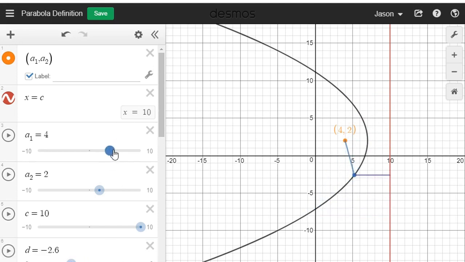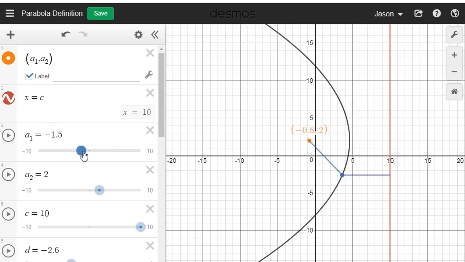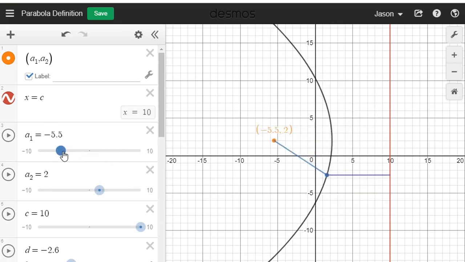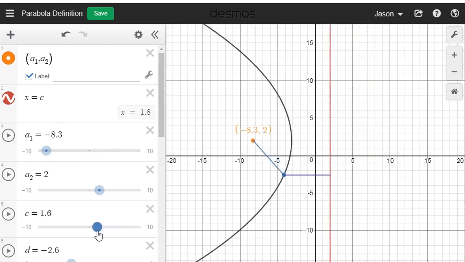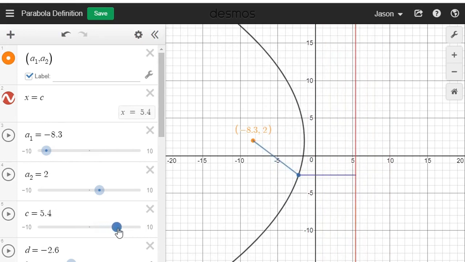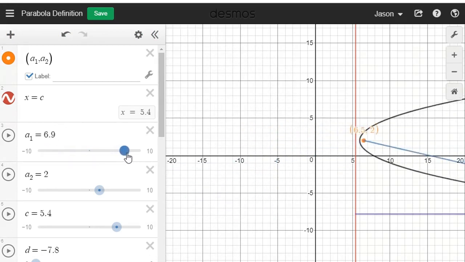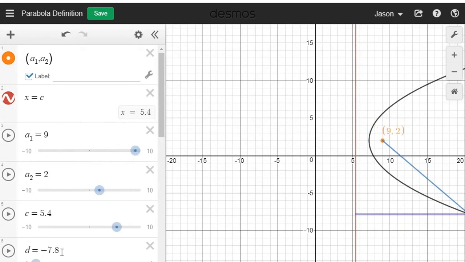And that's true if I widen the distance. So if I make the orange point and the red line further apart, closer together, that changes the shape of the parabola. But in either case, notice that the distance from the parabola to the orange point is the same as the distance from the parabola to the red line. And that's also true in this case as well.